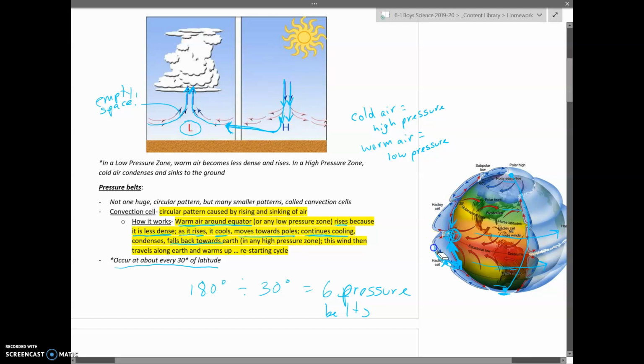And I'm going to erase this all again so you can see me drawing. It's flowing across the surface of the Earth towards warmer areas. It floats up from the warmest area in the pressure belt. Then it will flow away from the Earth, higher in the atmosphere, towards the colder area, and then the cycle restarts again. So up at the equator, away from the equator in the atmosphere, back towards the equator on the surface of the Earth.